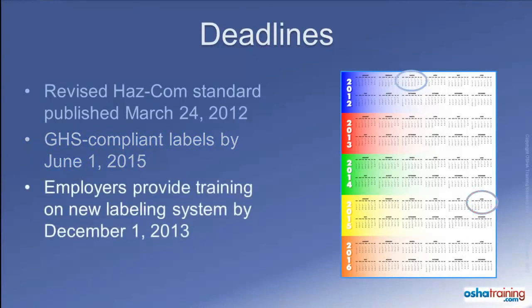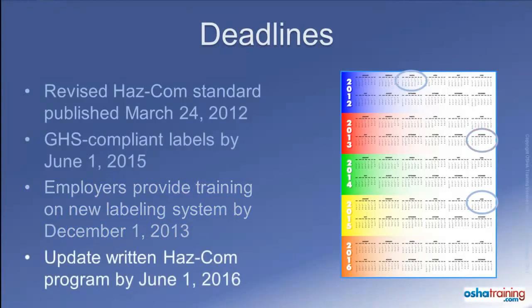So OSHA requires employers to get a head start and begin training all of their workers on how to read and understand those labels, and they have until December 1st of 2013 to get that training done. On a related note, employers must also update their written hazard communication programs by June 1st of 2016 to reflect the changes brought about by the adoption of the GHS system of labeling and hazard classification.